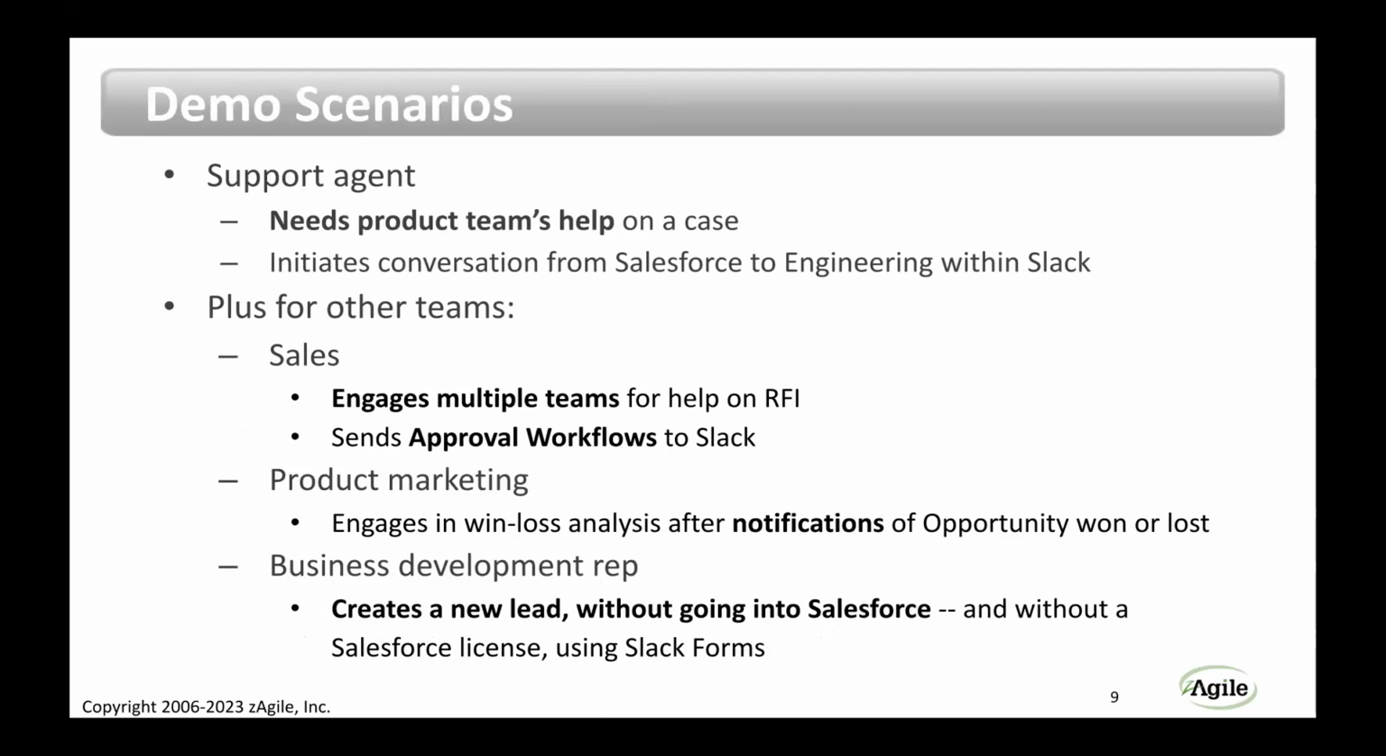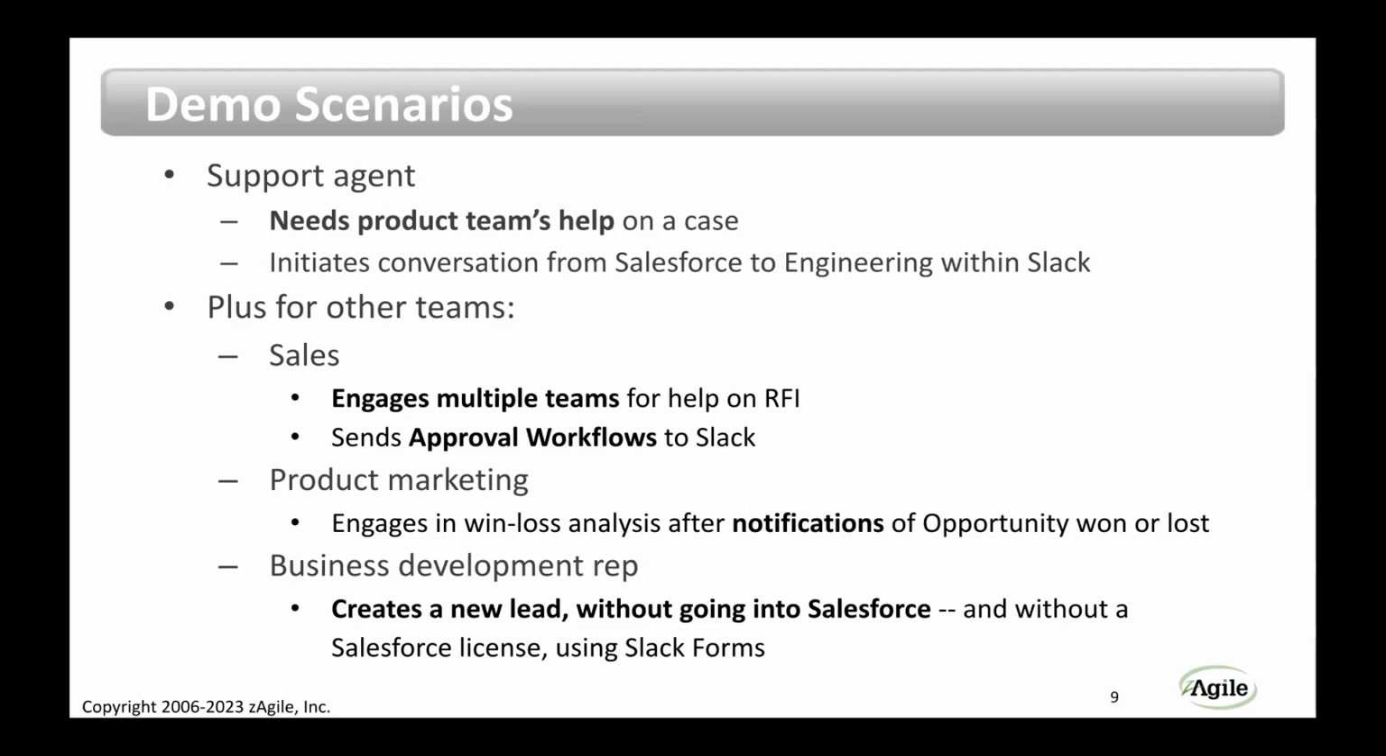But first, before we get there, let me talk you through some scenarios that they're going to show. First and foremost, it's about a support agent, and they need to get the product team's help on a case. They want to be able to initiate a conversation from Salesforce to engineering within Slack. So for the engineering person, they're just receiving a Slack message, right? The benefit you're going to see is that they have the context of the case associated with it as well.